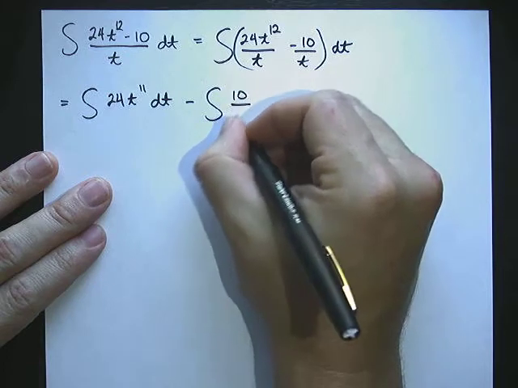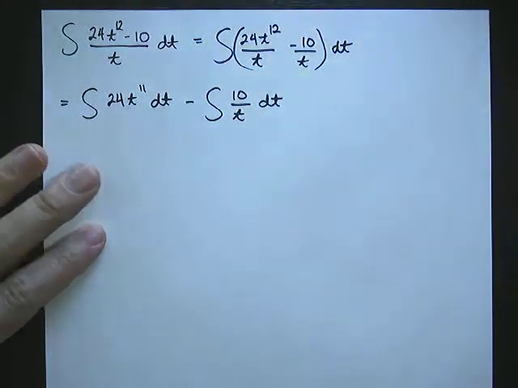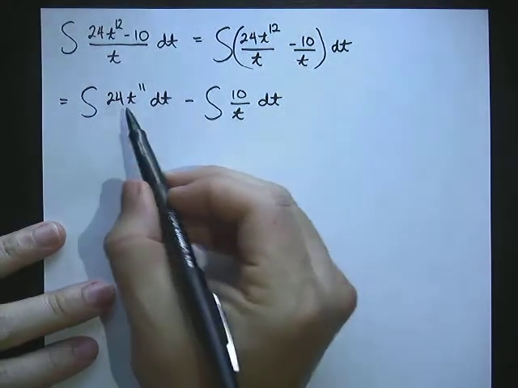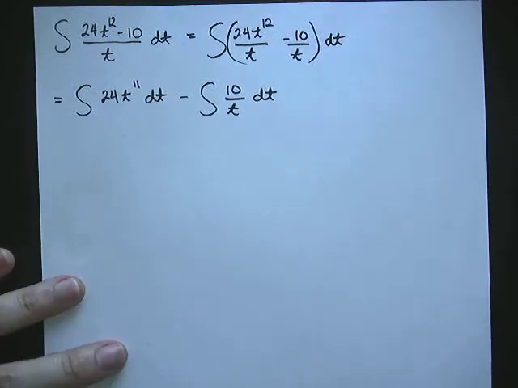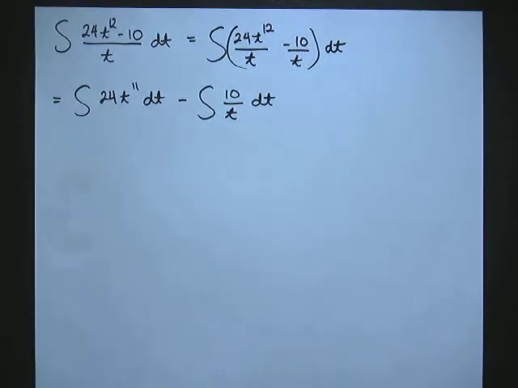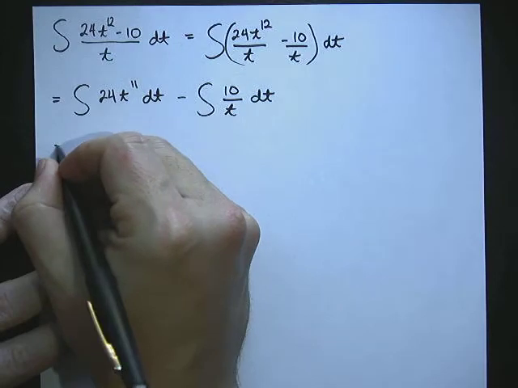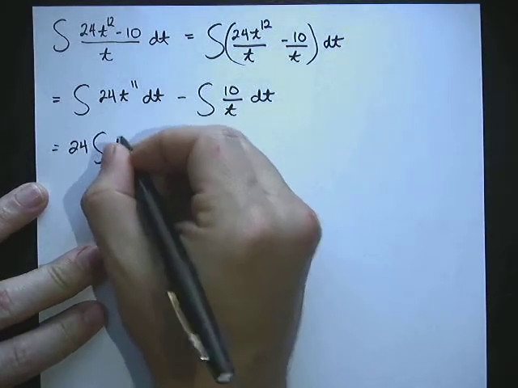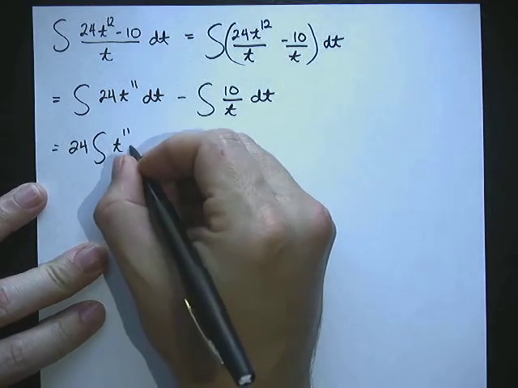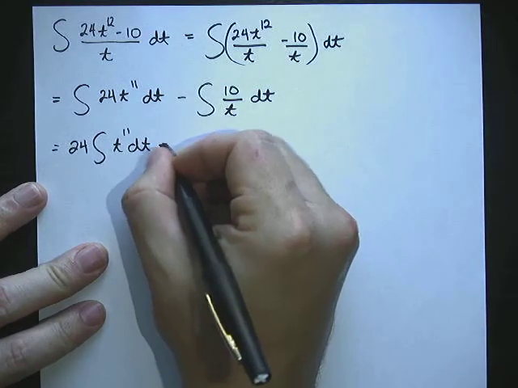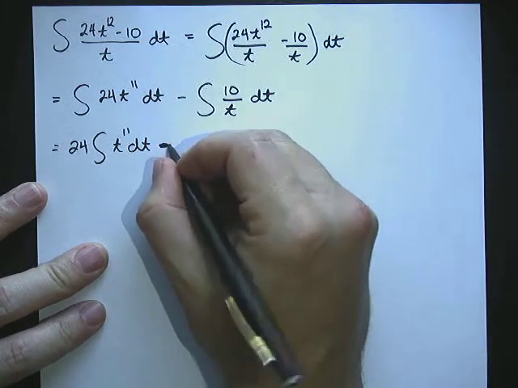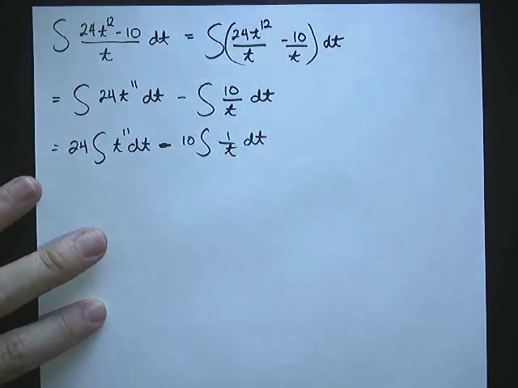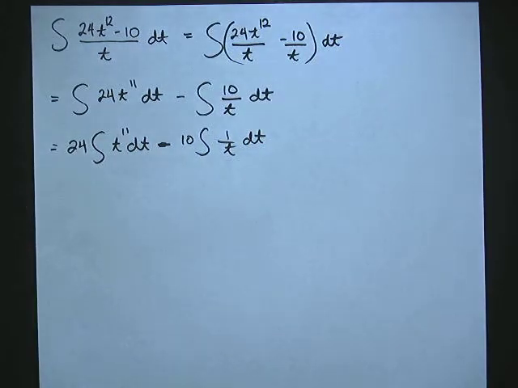10 over t dt. Okay, and one more thing that you can do if you want is factor out the constants, because the constants aren't going to change anything in this problem, they're just going to get carried along. So you can factor out the constant multiples there and make this 24 on the outside, and then the integral of t to the 11th dt, and also, whoops, not equals, it's minus 10, and then 1 over t dt. Okay, so that is within the rules.